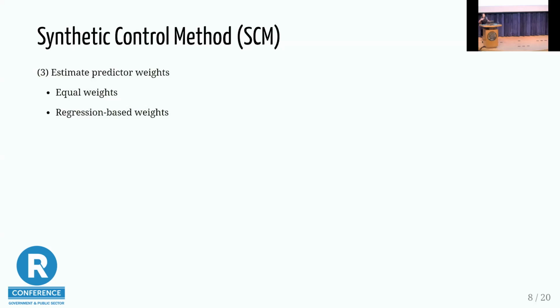These are the weights that go into the next optimization problem to give us the control city weights. So this is not like the weights that we are using to get the weighted average of the control cities, but it's important because it goes into that optimization problem. There are two ways that are implemented in the package that we use that I'm going to talk about in a little bit. So one is to give it equal weight. So if we have 10 predictors, each one would get 1/10.